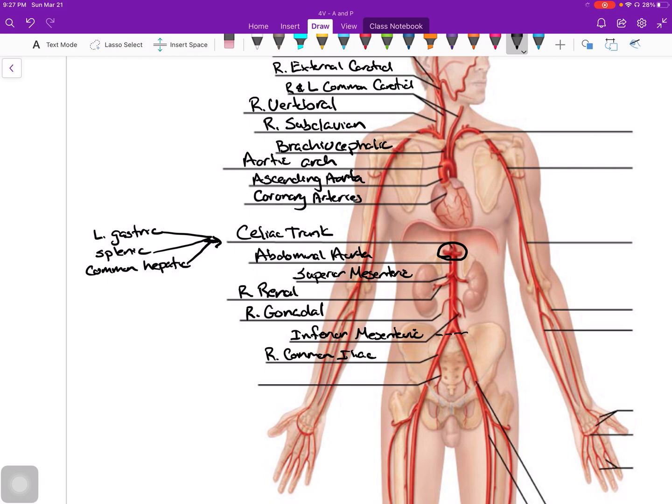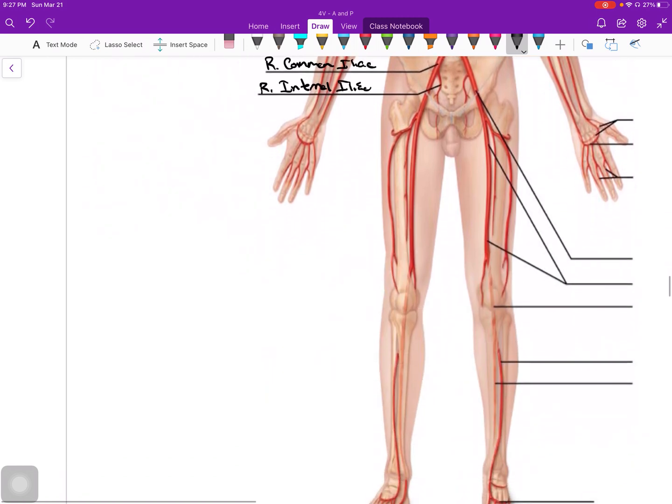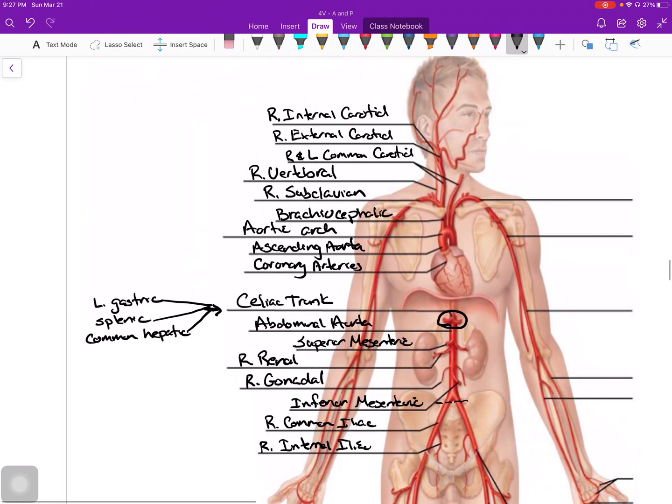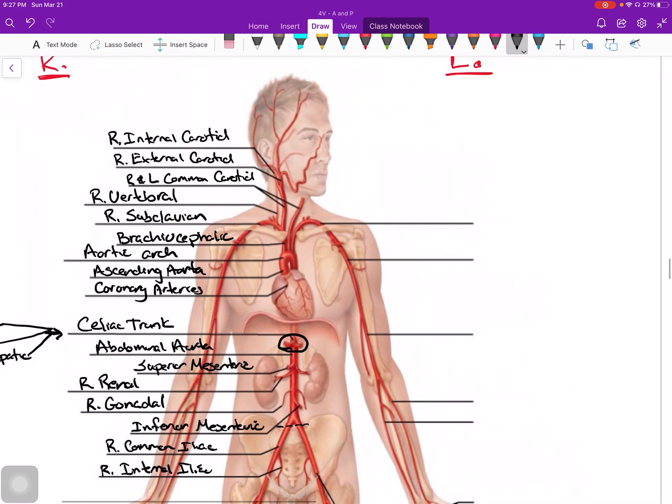And then it further branches again. And this smaller branch is going to be the right internal iliac. And as I go on, that's all I have on the right side. So we'll go over here and go over to the left.